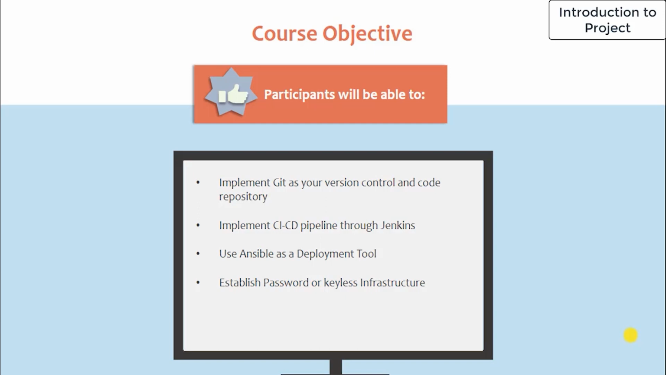Then comes your CI/CD pipeline. CI/CD means continuous integration and continuous delivery through Jenkins. In this case study we'll be installing Jenkins, and we'll make sure the CI/CD pipeline is there in Jenkins. Although Jenkins is used for build and deployment purposes, in this case study we'll make Jenkins look only at the building, and I will be using Ansible as the deployment tool.